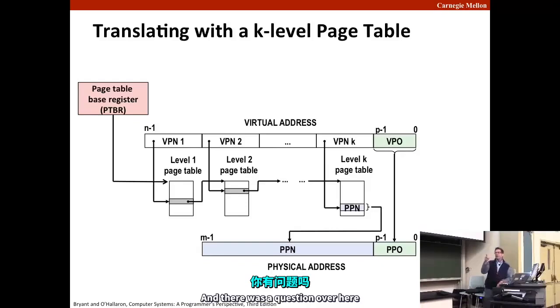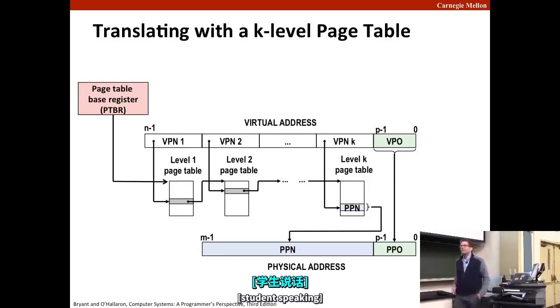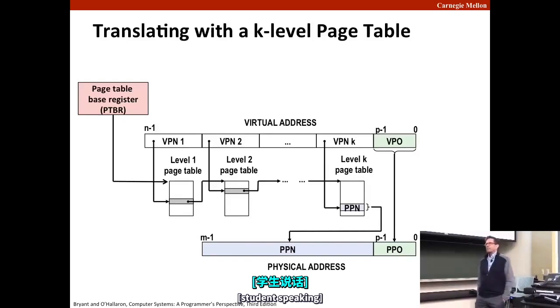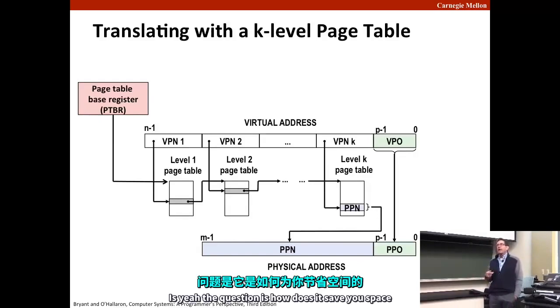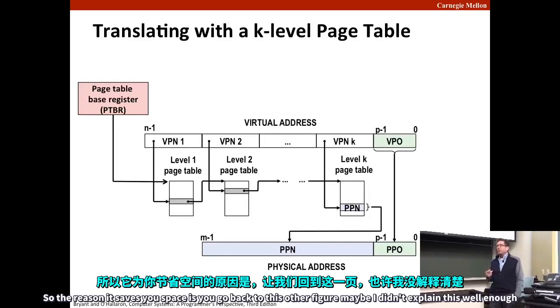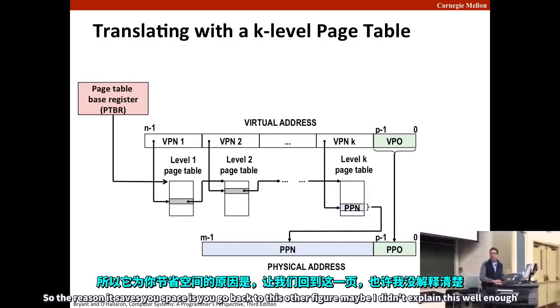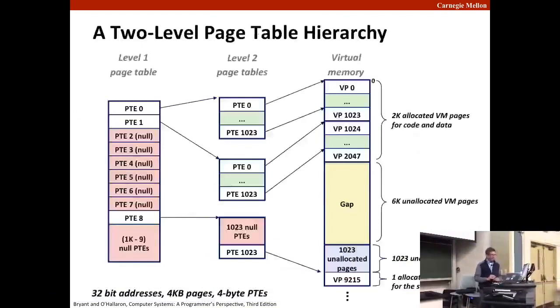And there was a question over here? Oh, yeah, I don't understand what the point of doing this is. How does this save you any space as compared to just having the one page table? Have it like this multi-level system? Right. So the question is, how does it save you space? So the reason it saves you space is, you go back to this other figure. Maybe I didn't explain this well enough.